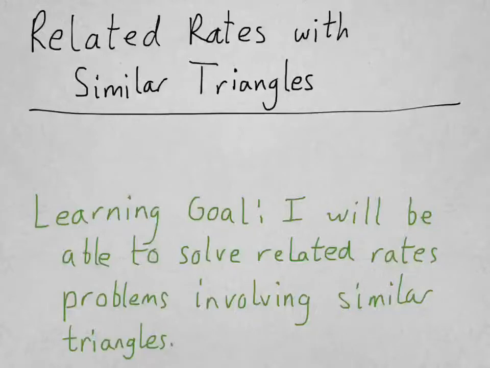I wanted to put together an additional video showing an example about a related rate problem involving similar triangles, since those are somewhat different than the ones that we've done up to this point. Obviously our learning goal would be that you will be able to solve related rates problems involving similar triangles. So let's look at this example to see what makes it different.